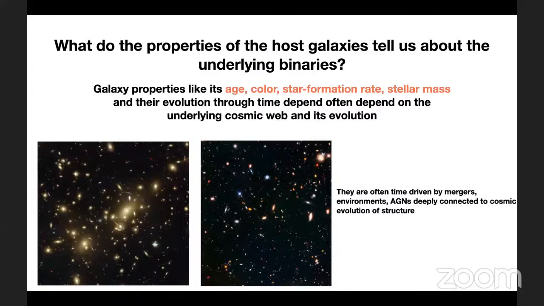So then we were asking the question, what do properties of the host galaxies actually tell us about the underlying binaries? In particular, we were concerned with properties of galaxies like the galaxy age, the mean stellar age of the population of stars in the galaxy, the color of the galaxy, which is oftentimes an indicator of the star formation rate, and the total stellar mass of the galaxy, telling us which stage of evolution the galaxy is at when the mergers happen. And of course, we know that different properties of galaxies tend to have different large-scale environments and clustering properties. For example, red elliptical galaxies tend to live in clusters, whereas blue star-forming galaxies tend to live much more diffusely in the universe. So depending on where we find these mergers happening, we can connect them to the overall cosmic evolution of structure in the universe.